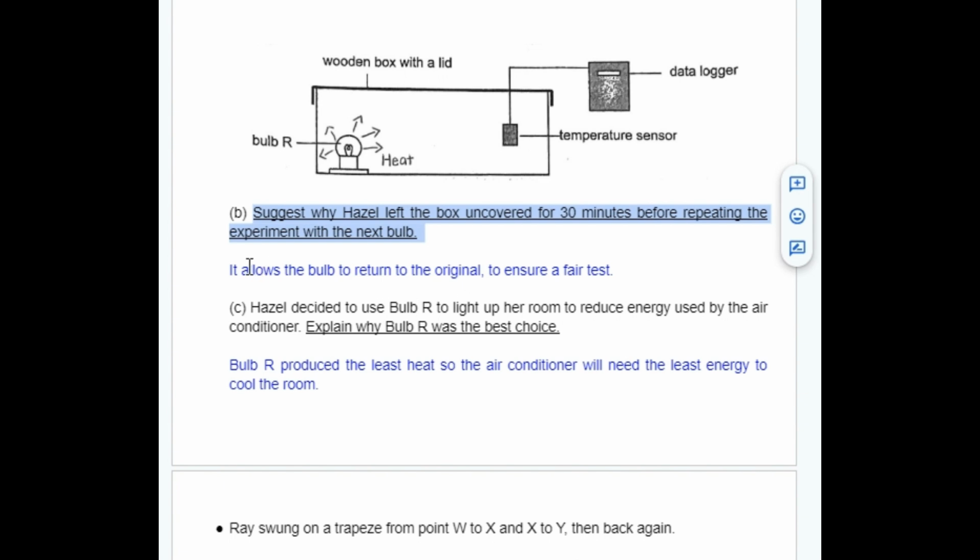C. Hazel decided to use bulb R to light up her room to reduce energy used by the air conditioner. Explain why bulb R was the best choice. Bulb R produced the least heat, so the air conditioner will need the least energy to cool the room.